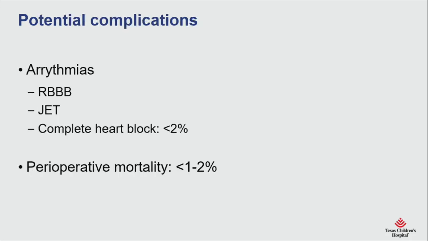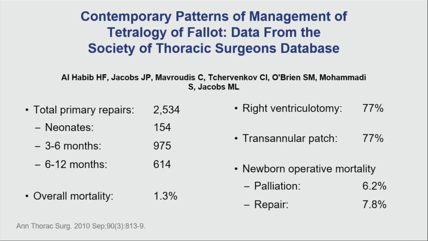What are some potential complications? Arrhythmias, JET. The incidence of JET varies a lot between centers. It goes somewhere between 5% and 30%, depending on the series that you read. Complete heart block should also be pretty low, and perioperative mortality nowadays is also very low.